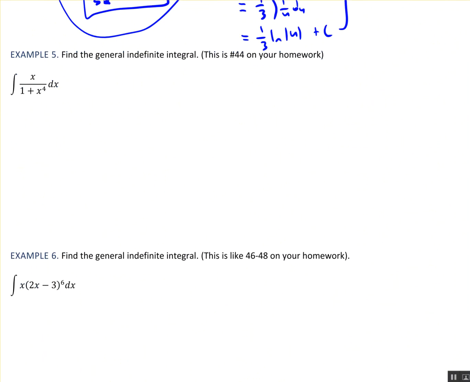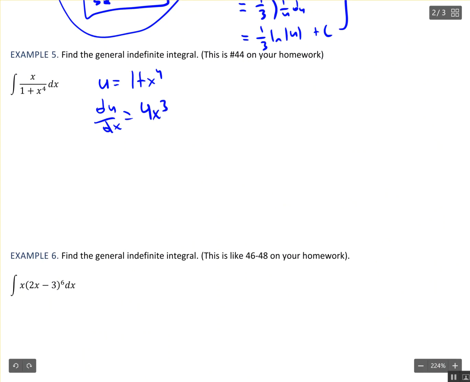All right, so notice, if I try to pick u equals 1 plus x to the 4th on this one, then du dx is going to equal 4x cubed. Well, I have an x there. I don't have an x cubed. So actually, let's run through this. This is incorrect, but let me show you what happens, because sometimes people try to make it work anyways, but it's just not going to.